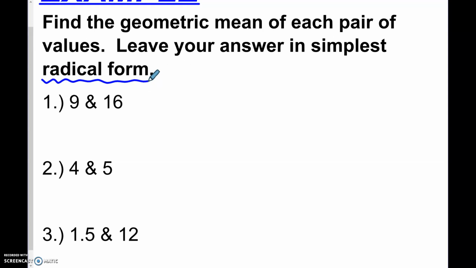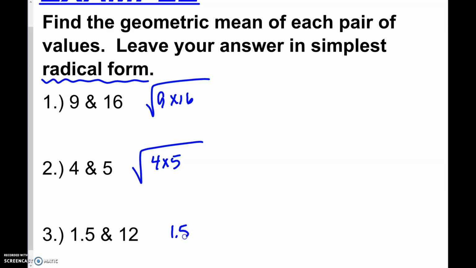All right, so I'm going to run through these. I'm going to do them all the same way. 9 times 16, take the square root. 4 times 5, take the square root. 1.5 times 12, take the square root. So these are all set up to use that first way.